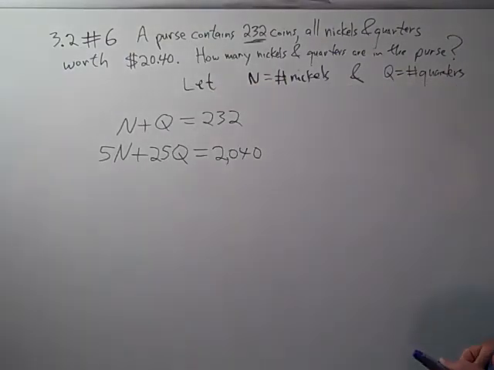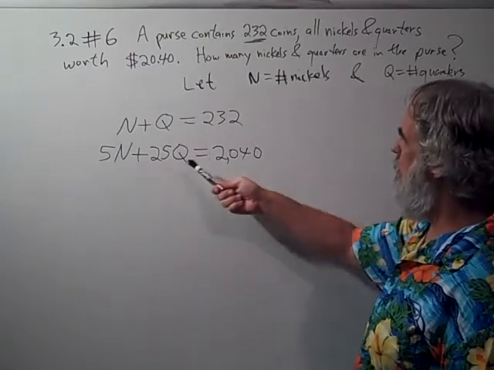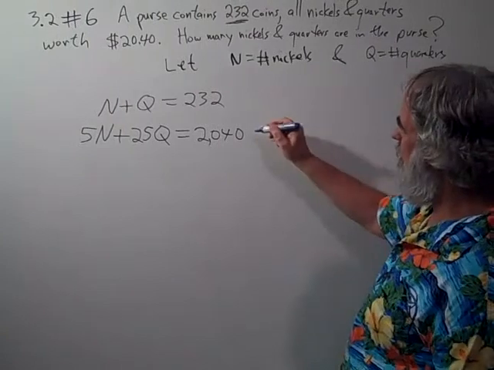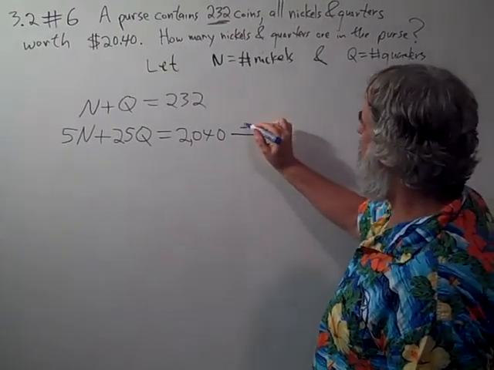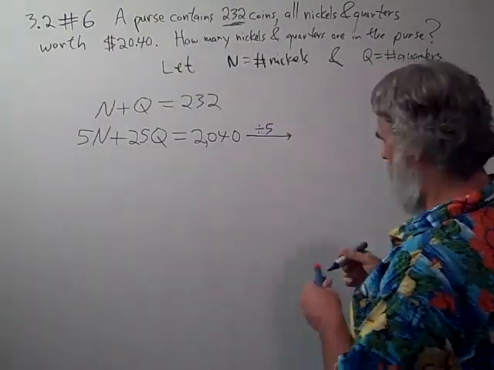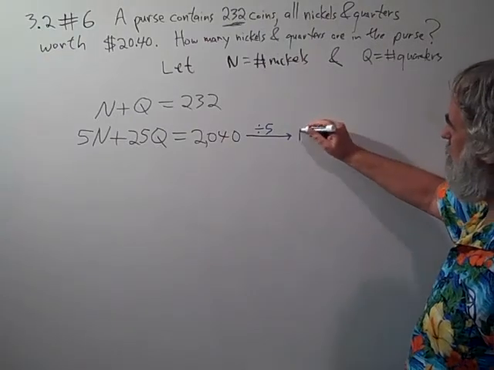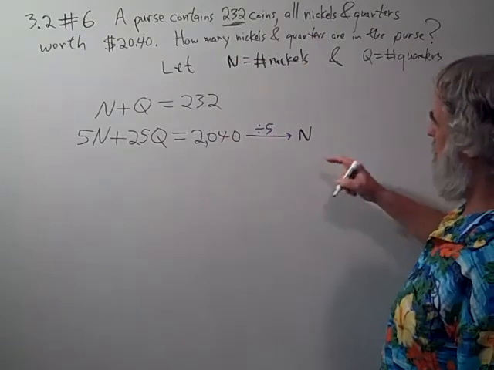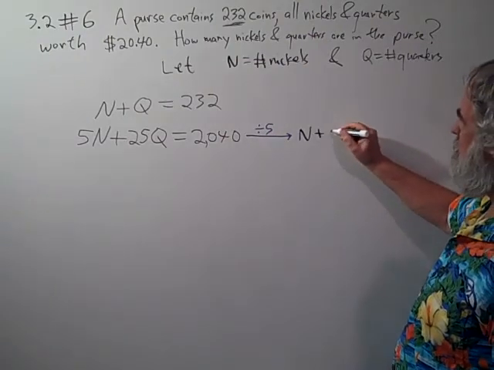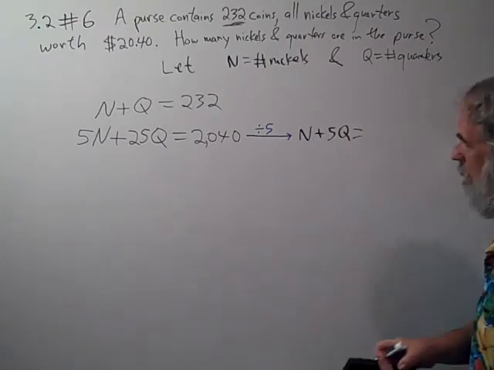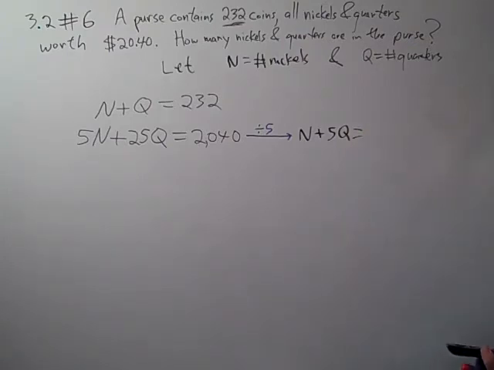Now, every coefficient in the second equation is divisible by 5. And just to make the numbers smaller and the problem easier to work with, we divide each coefficient by 5. What we end up with is n, because 5 goes into 5 once, and 5 goes into 25 5 times, so it's 5q, and that's equal to 2040 divided by 5, which is 408.